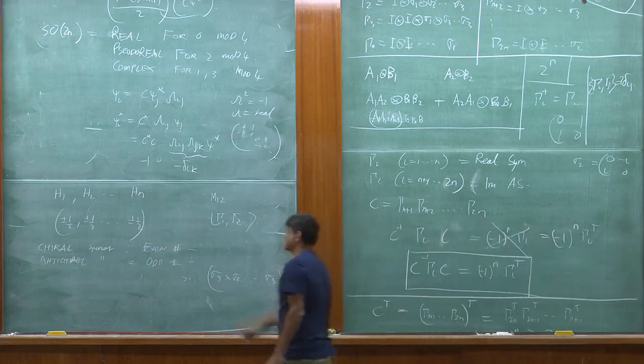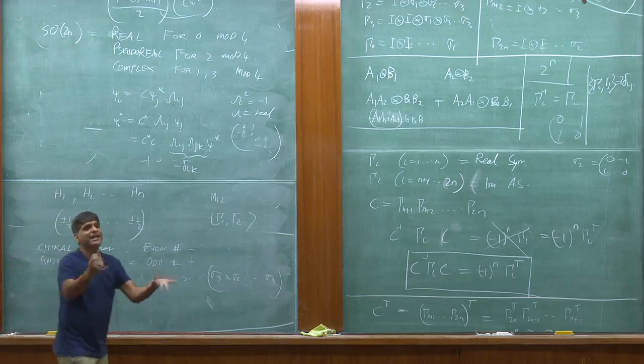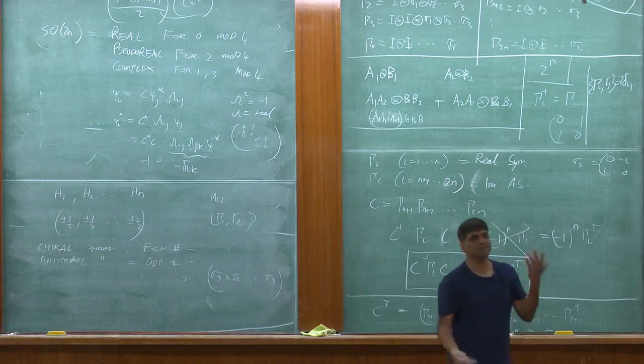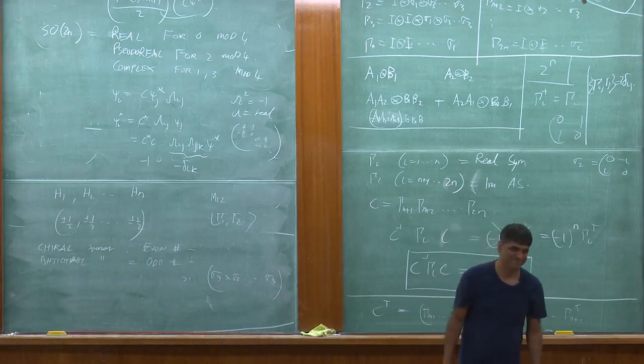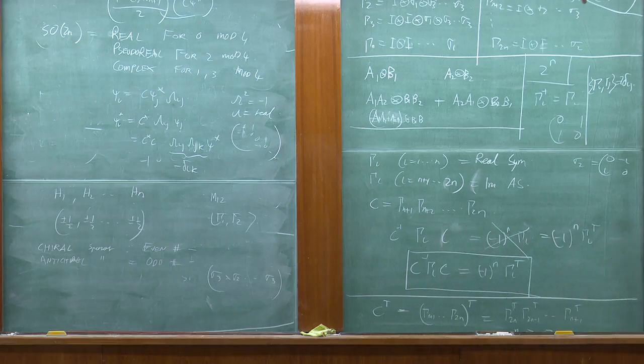Now, why did I say all this? I said all this because now we can understand complex conjugation. What does complex conjugation do? It just flips the signs of all charges. These are U(1) charges. If psi transforms like e to the i alpha, psi star transforms like e to the minus i alpha. So the eigenvalues of H will change.